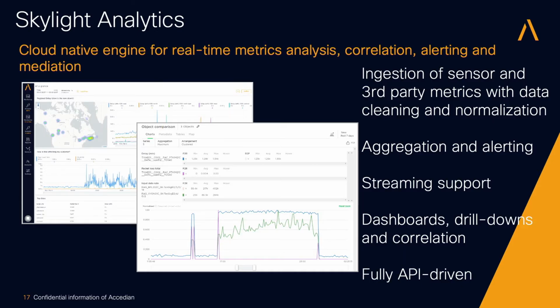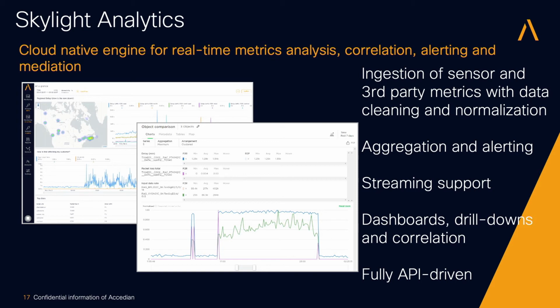On the analytics layer, you can, of course, also graph and visualize the metrics. But for the purpose of integration with Cisco, we are mainly using our data bus to feed the metrics into Cisco so that you will have a closed loop of the metrics.